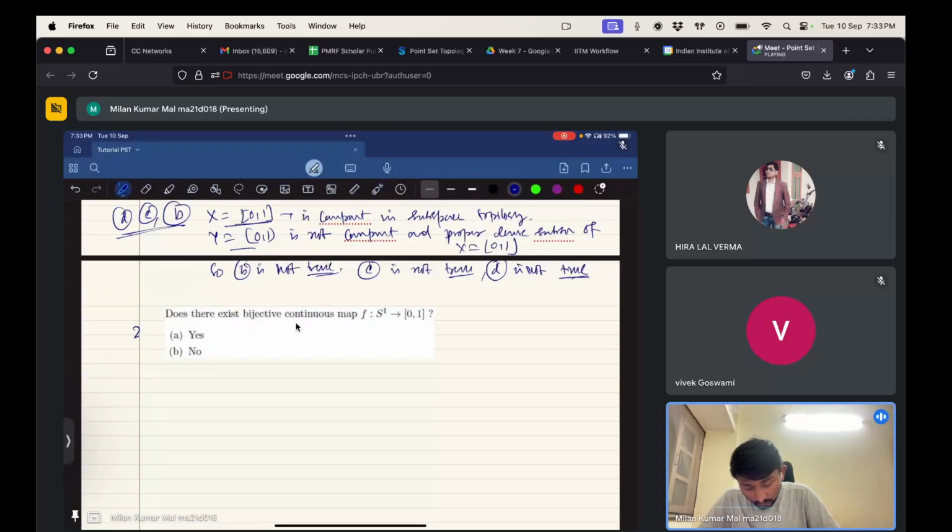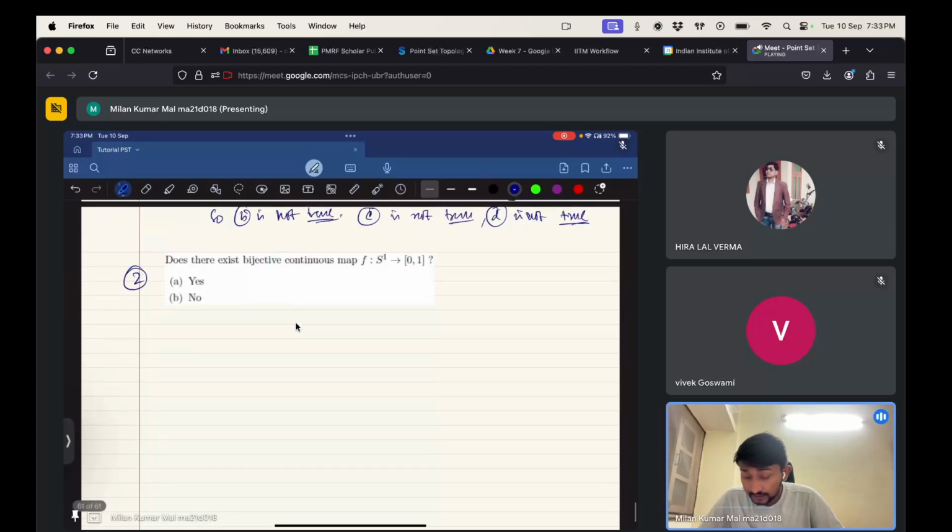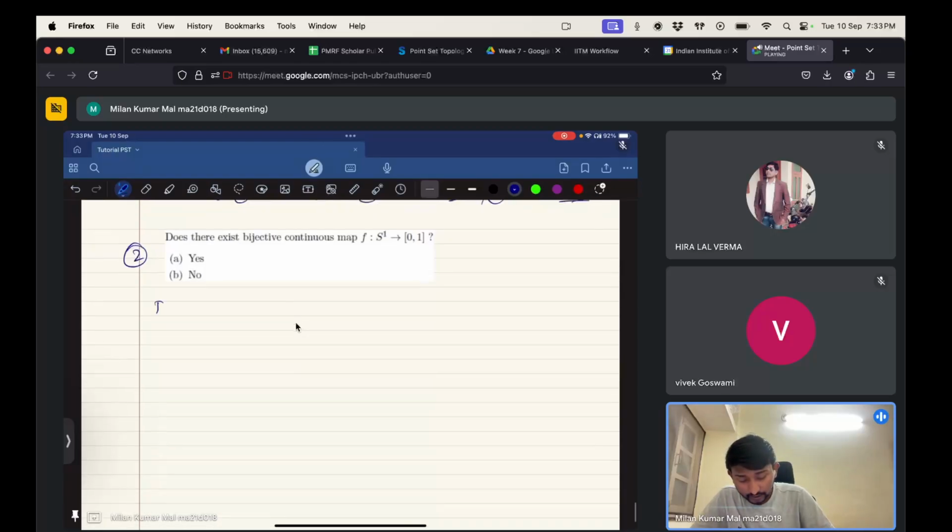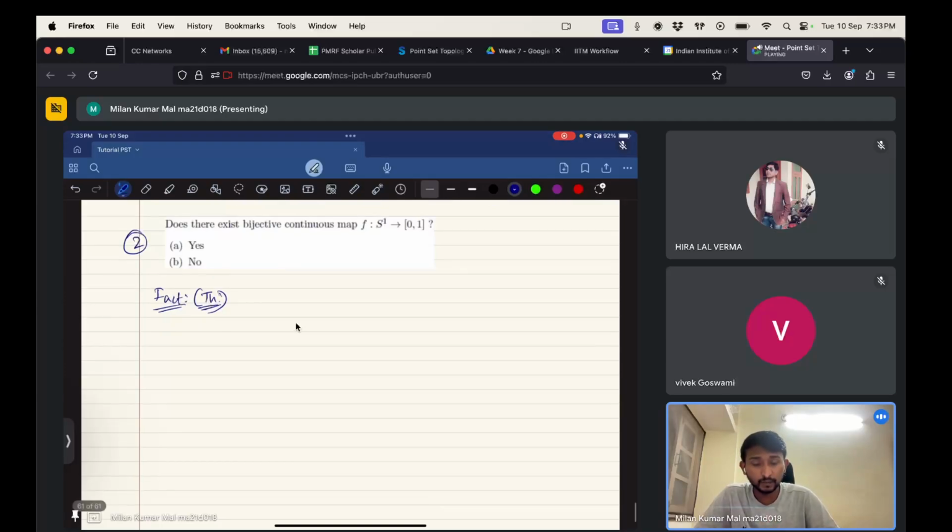This is problem number 2. The question is, does there exist a bijective continuous function F from S1 to [0, 1]? Okay, let's first recall a fact, basically a theorem. This is a very important theorem. Even if you do not understand this theorem, just read the statement and follow it. It will be very helpful, even in the exam, I think.